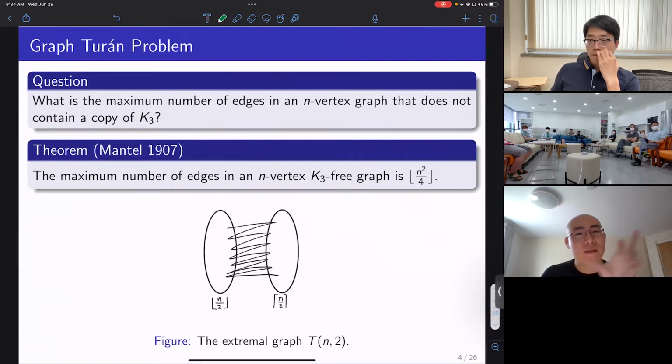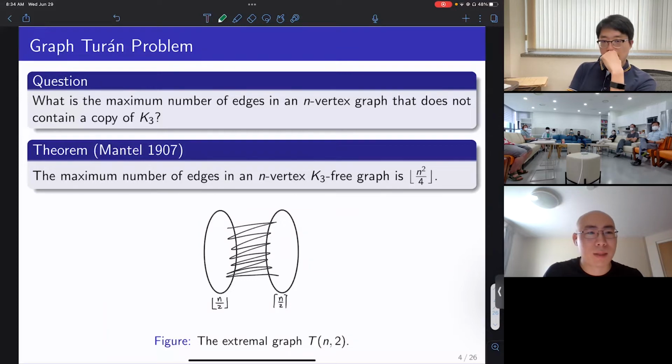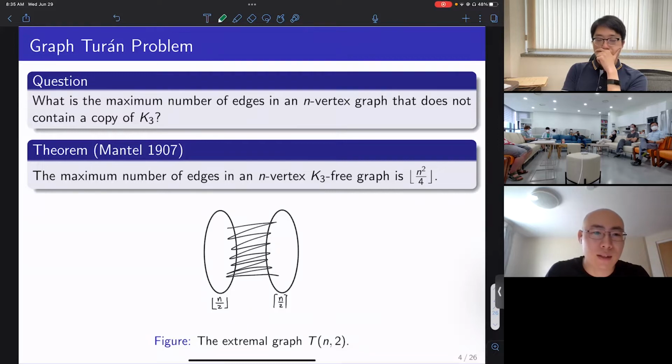Graph meaning every edge has only 2 vertices. So the ordinary graph, you see. So a typical question people asked in this area is when you forbid some small structures, say you do not allow your graph to have a triangle, then you can ask what's the maximum number of edges you can have. You can replace triangle by any structure you like.